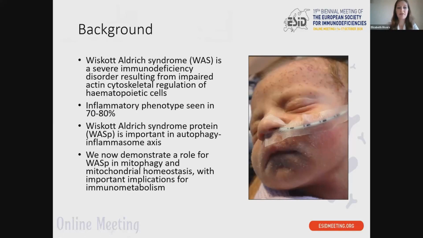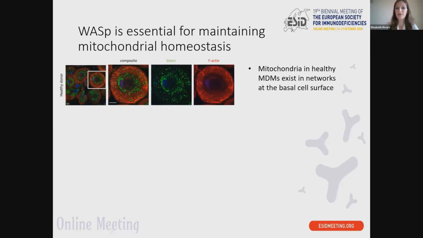So we've shown previously that the Wiskott-Aldrich syndrome protein, or WASP, is important in the autophagy inflammasome axis. And now we can demonstrate a role also for WASP in mitophagy and mitochondrial homeostasis, with important implications for immunometabolism. So first, we looked at mitochondrial homeostasis in primary monocyte-derived macrophages using confocal microscopy. And we found that WASP is essential for maintaining mitochondrial homeostasis.